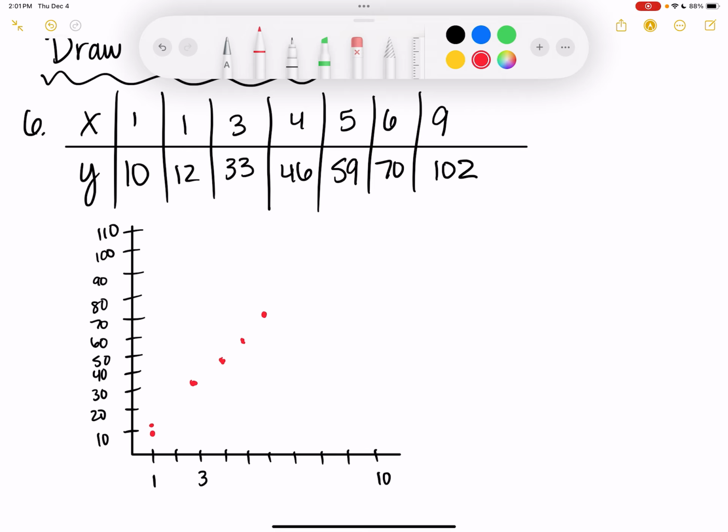And then we just don't connect the dots. Do not connect the dots.